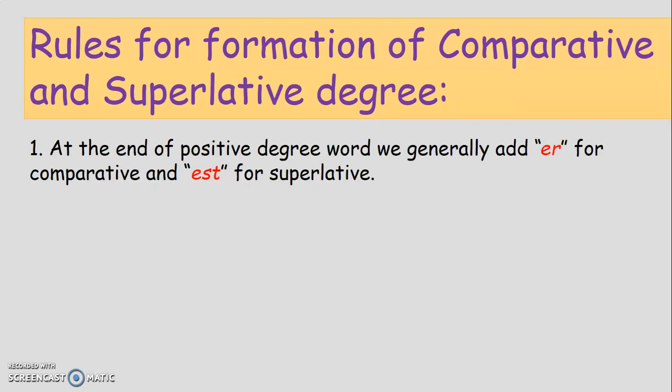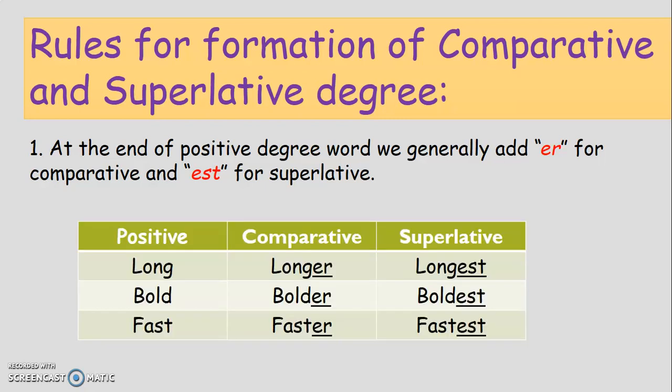So, the first rule is at the end of the positive word, we generally add er for comparative and est for superlative. So, this is a general rule. When you want to change a positive degree word to comparative or superlative, we add er in comparative and est in superlative. For example, long. When we change long into comparative, it becomes longer. And when we change into superlative, it becomes longest. Next is bold, bolder, boldest, fast, faster, fastest.